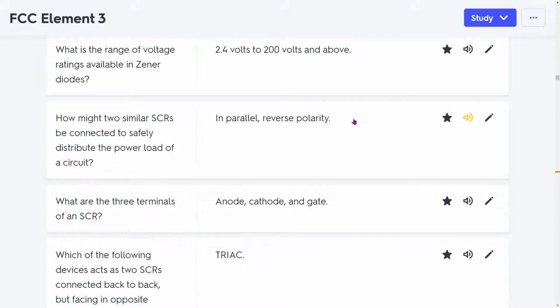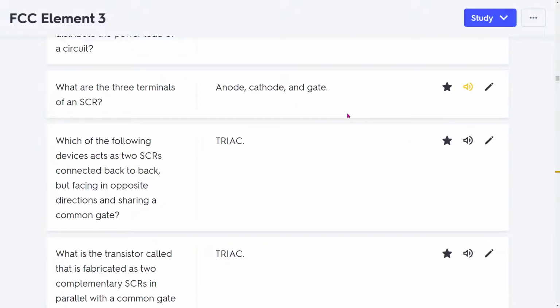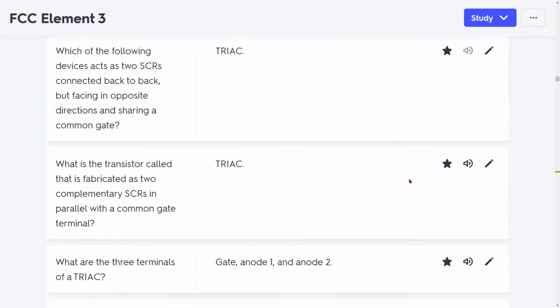How might two similar SCRs be connected to safely distribute the power load of a circuit? In parallel reverse polarity. What are the 3 terminals of an SCR? Anode, cathode, and gate. Which of the following devices has 2 SCRs connected back-to-back but facing in opposite directions and sharing a common gate? Triac.